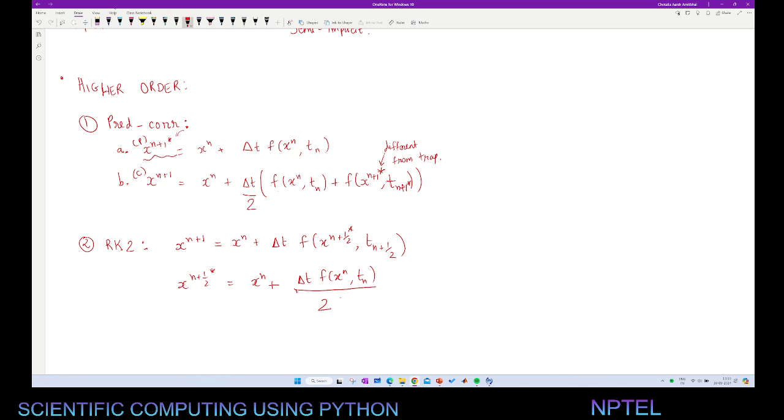but rather than going one whole step in delta t, you just go half step in delta t. And whatever value you get, you use that x_{n+1/2} star to predict your next step. So now you don't use trapezoidal here. Okay, so this is your RK2. So this quantity is sometimes called K1.